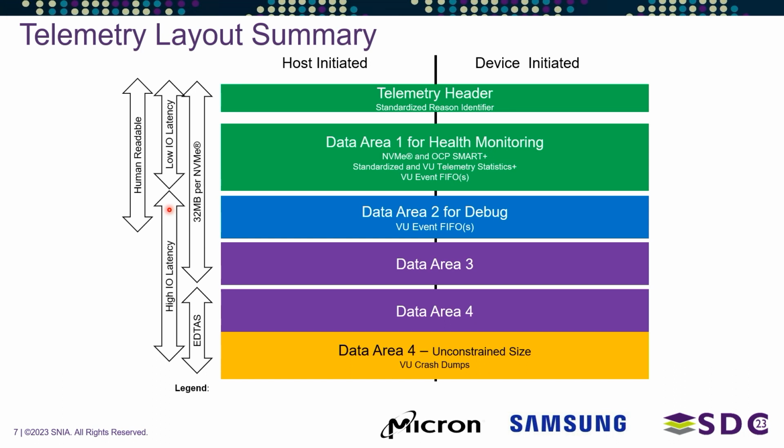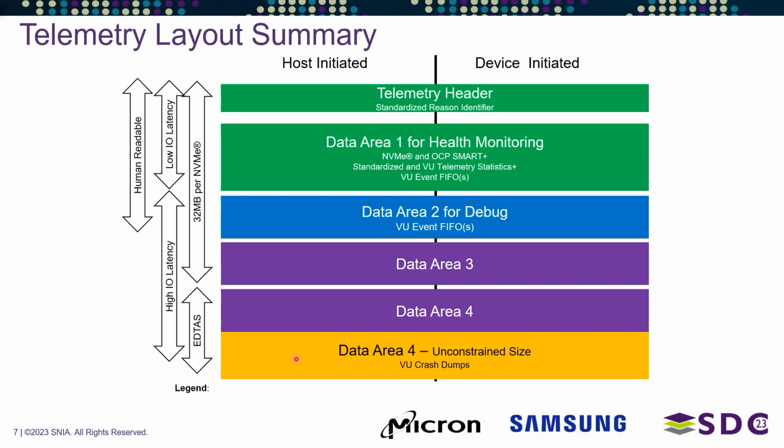Anything beyond data area 1 could be a high latency event, and if we're obviously in a debug scenario, that's okay. So we call out that these are higher latency events. And then we can push all the way into data area 4 with some of the extensions that are in NVMe 2.0 that allow you to get some data. And then finally, there may be an unconstrained amount or a very sizable amount of data in data area 4, as includes the vendor unique crash dumps and whatnot.